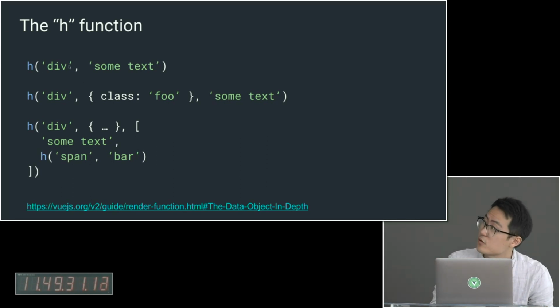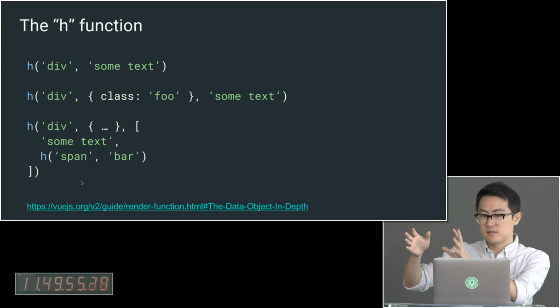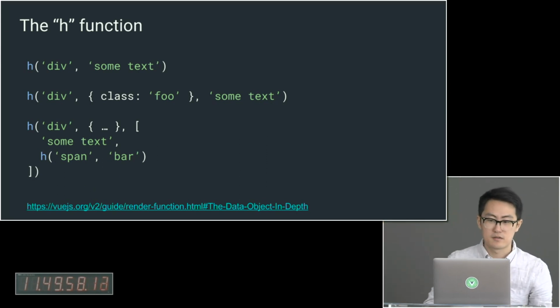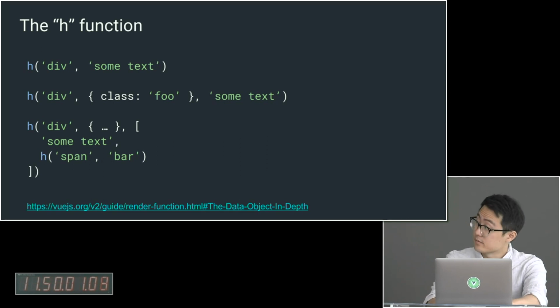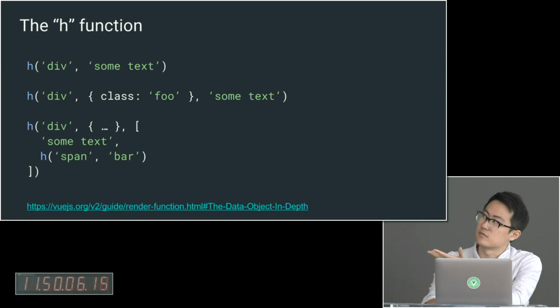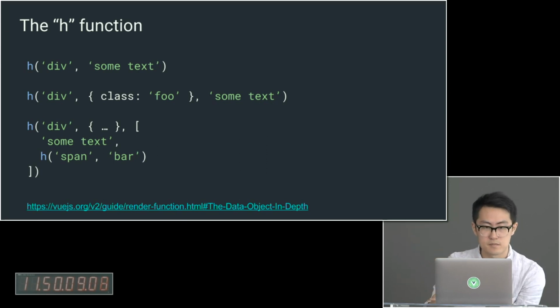So the first line here creates a div with some text inside of it. The second one creates the same div, except it has a class of foo. And the third one creates a div with some real children. So you can have some text inside the children array alongside another virtual child node, which is a span. So this would create something like div, some text, span, bar. If you search for render functions in the API docs, you'll see more details. But this should get you through most of the basic use cases.